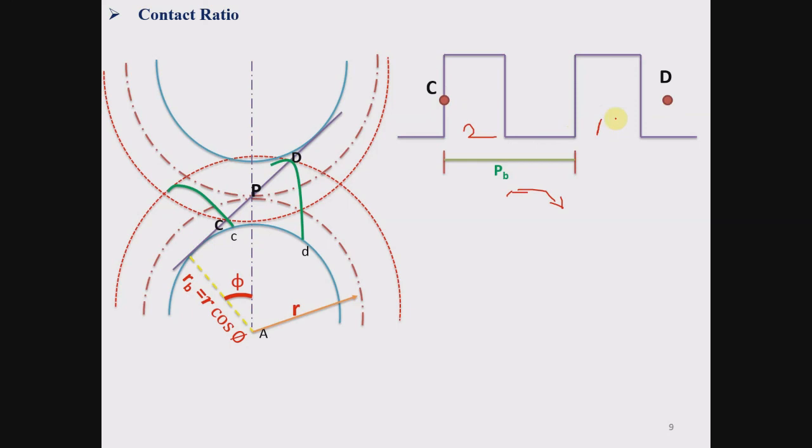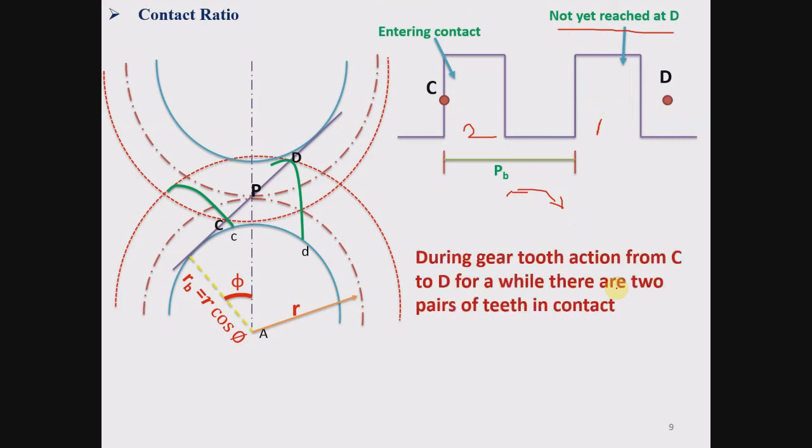So there are two pairs of teeth. एक या टीथनी फॉर्म केलेली पेयर आणि एक टीथ नंबर 1 नी. So for a while there are two pairs of teeth in contact with each other. Correct? Gear number 2 is entering the contact at point C, but gear number 1 has not yet reached point D. Means there are two pairs of teeth in contact for some period of time.